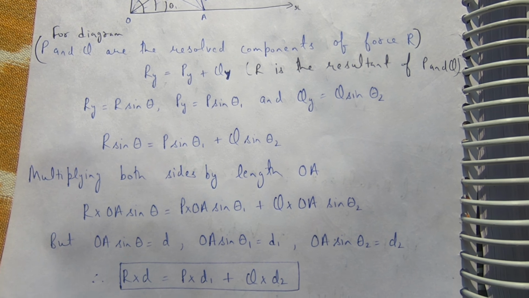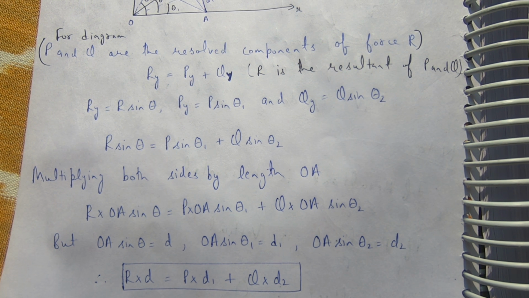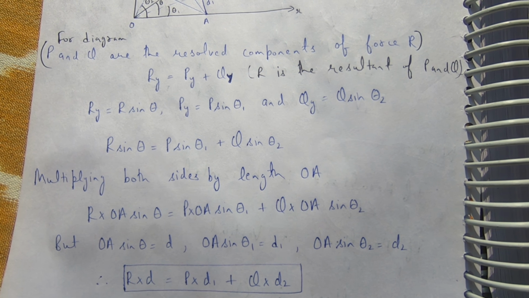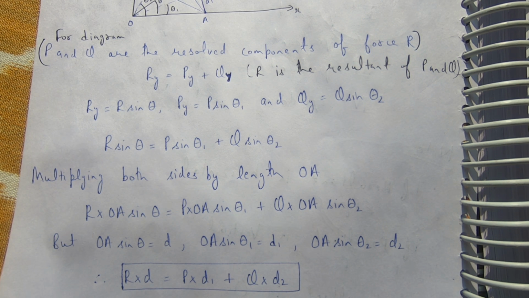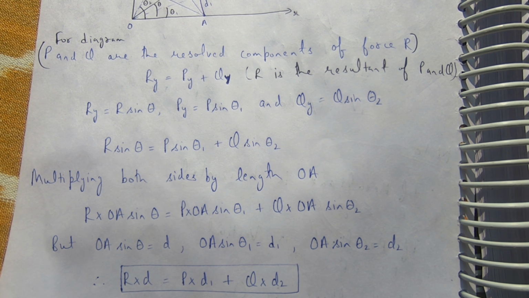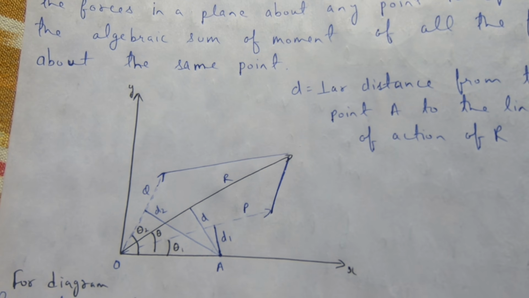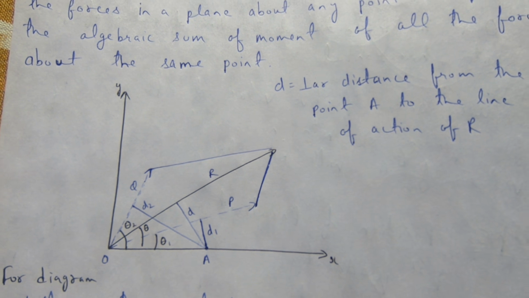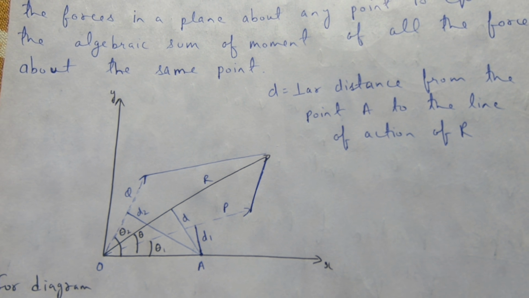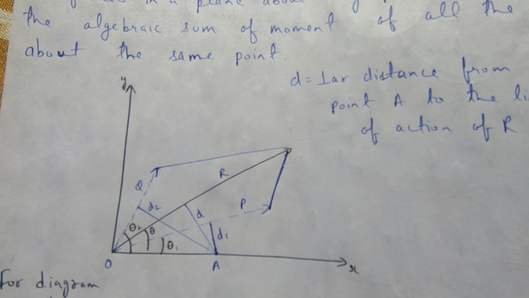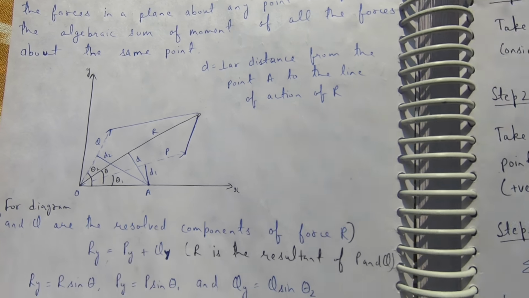But OA sin theta is equal to D, OA sin theta 1 is equal to D1, and OA sin theta 2 is equal to D2. Therefore, R into D is equal to P into D1 plus Q into D2. Here OA sin theta is equal to D, OA sin theta 1 is equal to D1 and OA sin theta 2 is equal to D2.